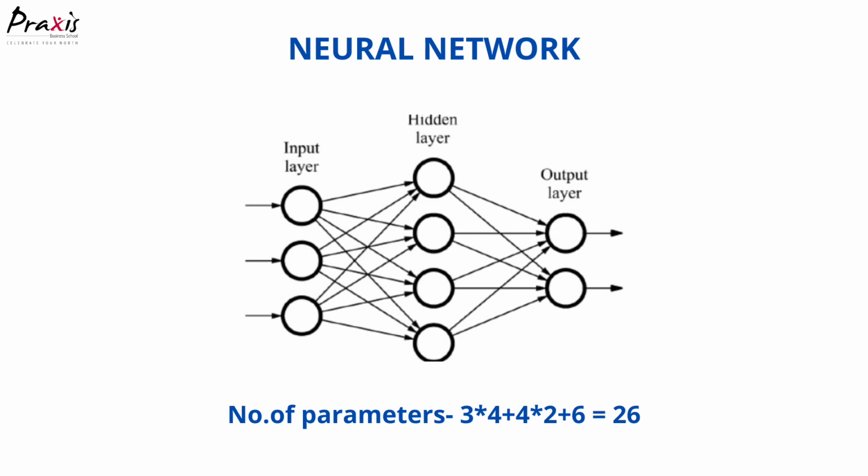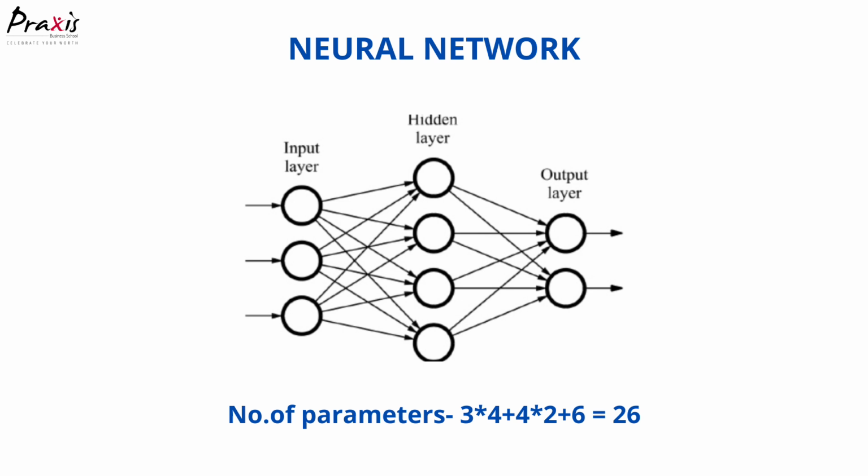Let us talk about neural networks. Neural networks, also known as artificial neural networks or simulated neural networks, are a subset of machine learning and are at the heart of deep learning algorithms. Their name and structure are inspired by the human brain, mimicking the way that biological neurons signal to one another.